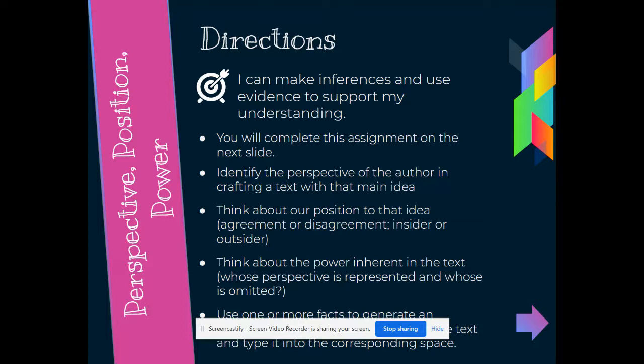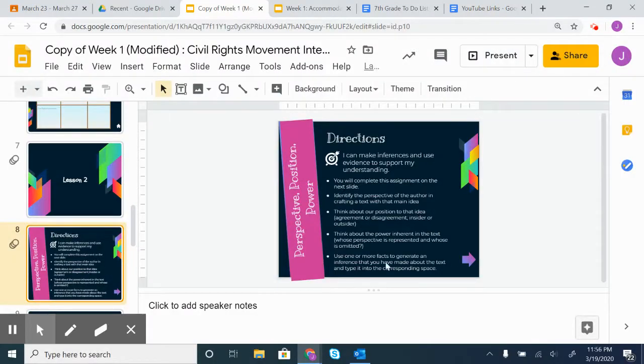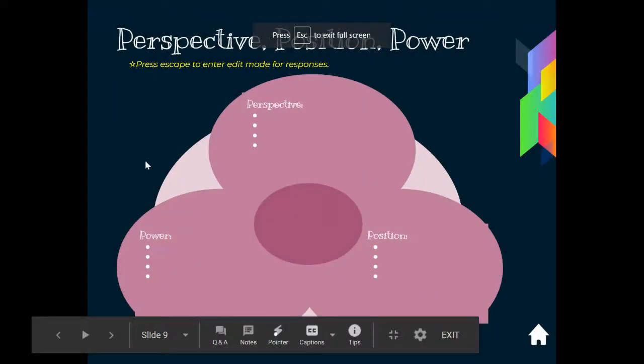Whose perspective is represented and whose is omitted, meaning whose point of view is shown there, whose perspective is left out? Whose perspective are we getting, whose are we not getting? And you're going to use one or more facts to generate an inference that you have made about the text and type it into the corresponding space. So you're going to have your perspective, your power, and your position. Perspective, point of view; position, agree, disagree; and with power, perspective, permitted.